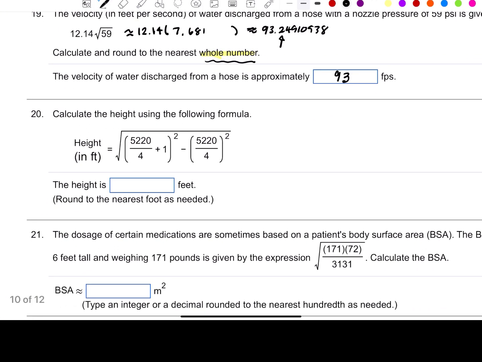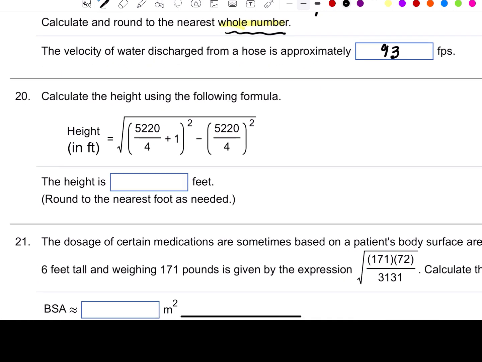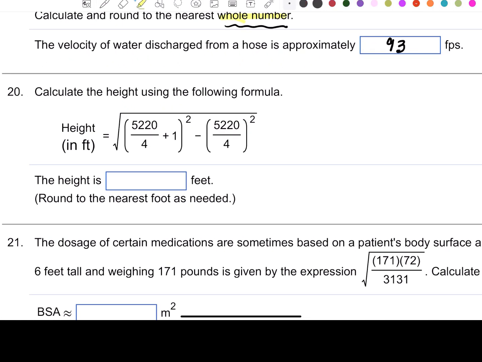Number 20. Calculate the height using the following formula. Height in feet is the square root of (5220 divided by 4 plus 1) all squared. So that means I'm going to do all of this in here first, then I'm going to square it. Subtract from that (5220 divided by 4) squared.